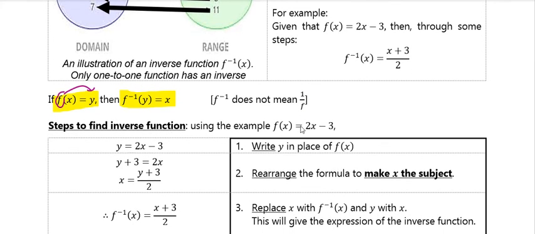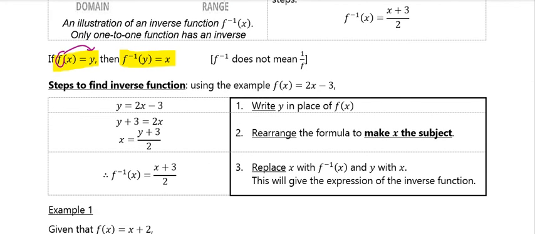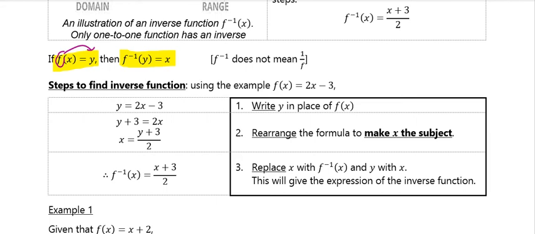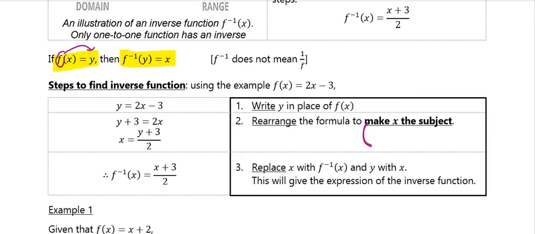Now when you have this one, f of x equals x minus 3, you just write it down like this, but you write y in place of f of x. The next one will be the very important step, which is you have to rearrange the formula to make x the subject. Just remember that. Make x the subject right here. Now when you have done this, you will have x equals y plus 3 over 2. When you have this, you have to do this.